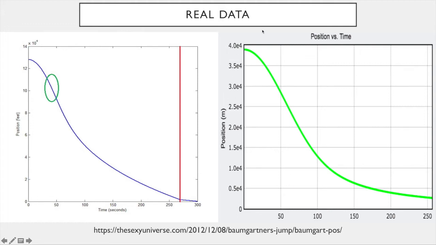As we can see, the general trend of our model matches the real observation quite accurately. The main differences are that Baumgartner achieves his maximum velocity earlier, and his maximum velocity was obviously larger.